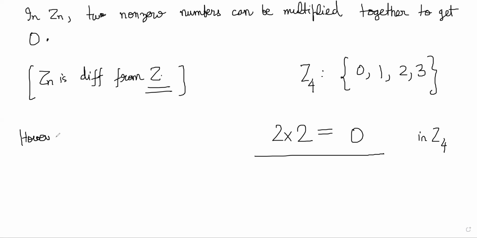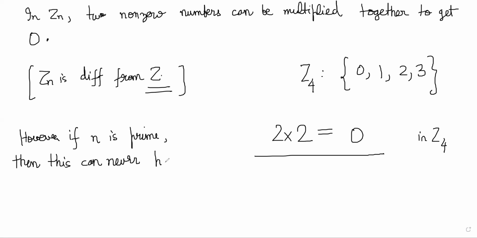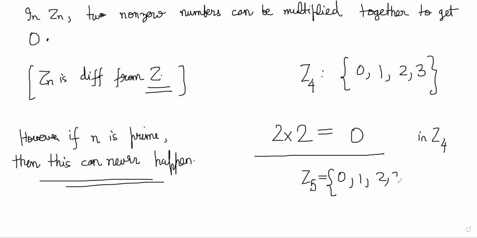However, if n is prime, then this can never happen. What can never happen? Two non-zero integers cannot be multiplied to get a 0. Why? If it was Z5, think of that as 0, 1, 2, 3, 4. Is it possible for us to multiply two non-zero integers in this, basically 1 into 2 or 1 into 3, anything between these four numbers, and get a multiple of 5? The only way you would get a 0 is if you ended up with a multiple of 5, but that is not possible because 5 is a prime number.